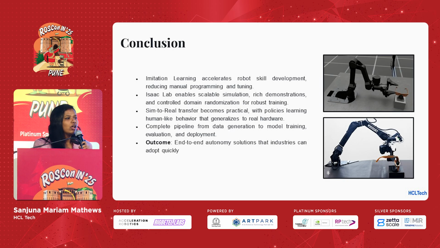So we can use Cosmos for that. We can make the videos more augmented, richer, more diverse, and with real-world kinds of demonstrations, we will be able to train the policy better, and using that, we can deploy it to a real-world robot easily.